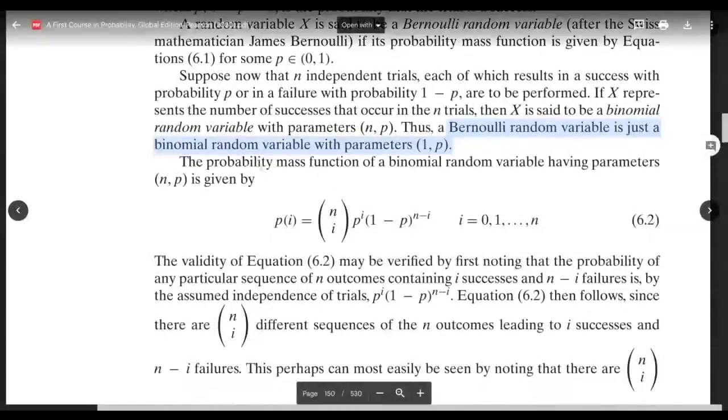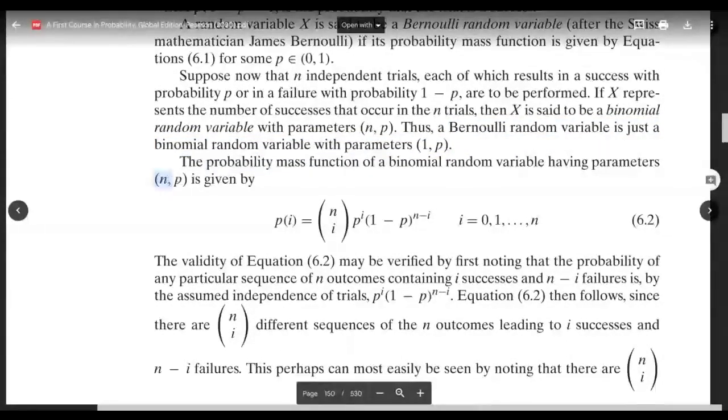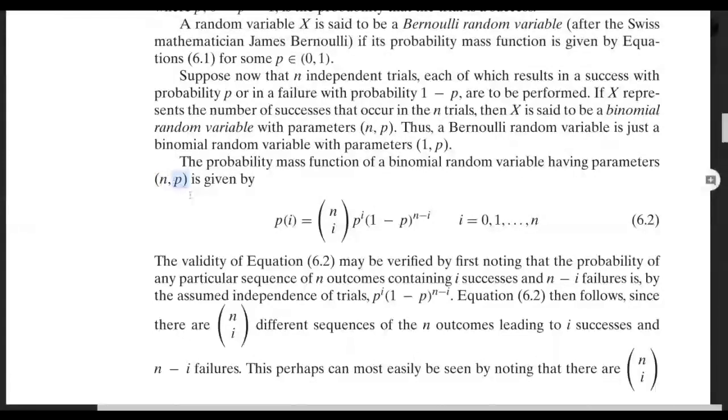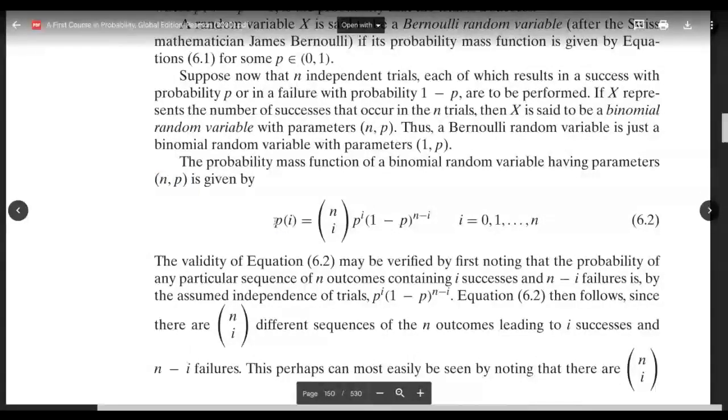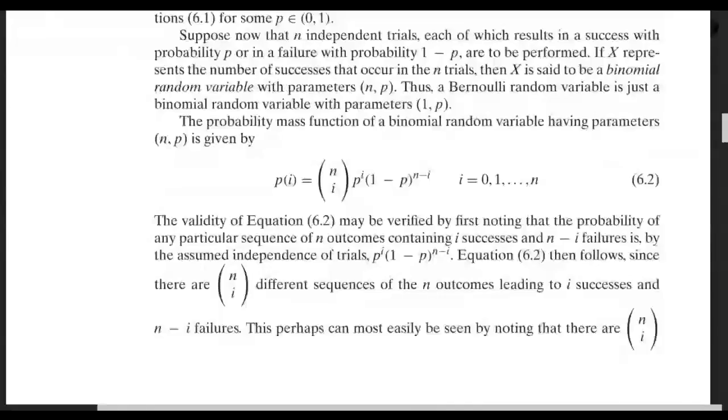The probability mass function of a binomial random variable having parameters n trials, success with probability p, is given by this. Probability for i going from 0 to n: n choose i, p raised to i, times 1 minus p raised to n minus i. Right, we know this. Binomial.